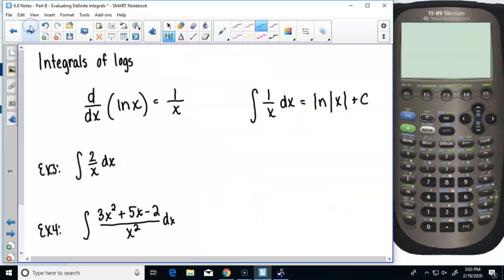Okay. We also have to know about the integrals of logs.